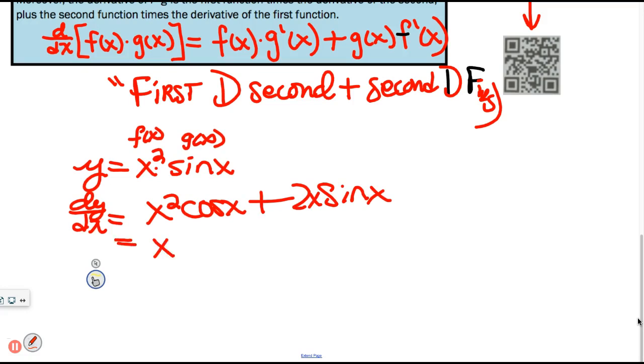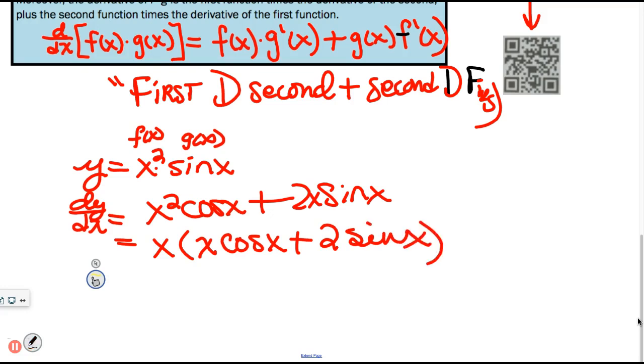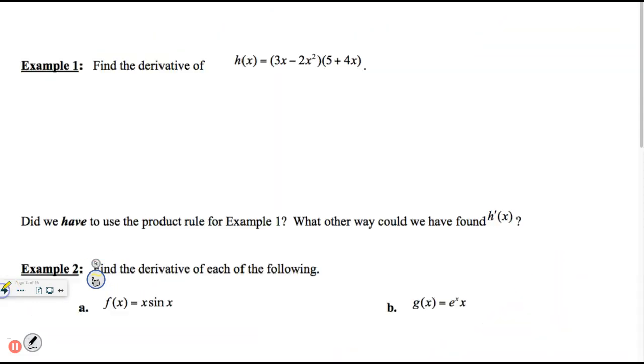And oftentimes we factor these. Not oftentimes, you actually should always factor these. So x cosine x plus 2 sine x. So it's really the product rule. Usually isn't something that causes many issues. Sorry, that's yesterday's stuff. So here we go, example 1.